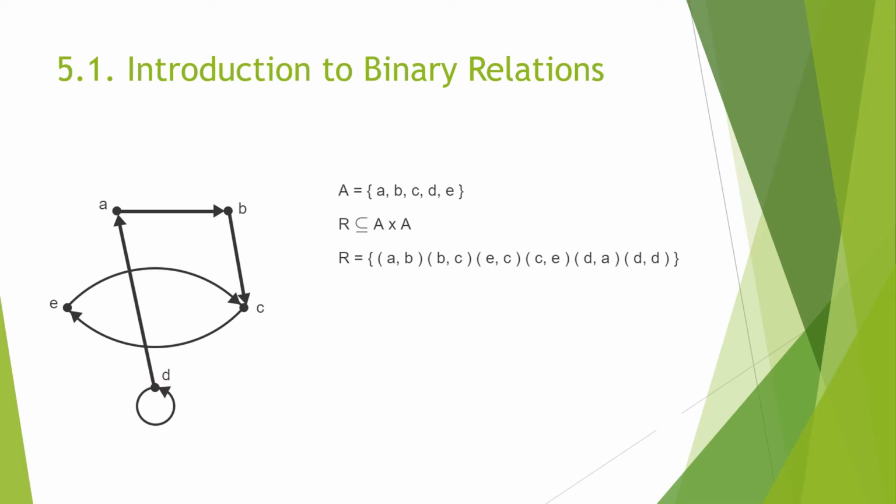So this is how a digraph works to represent a relation on a set like A. And then since we have 5 elements in the domain A, there should be 5 points, each one representing one of the elements of the domain.